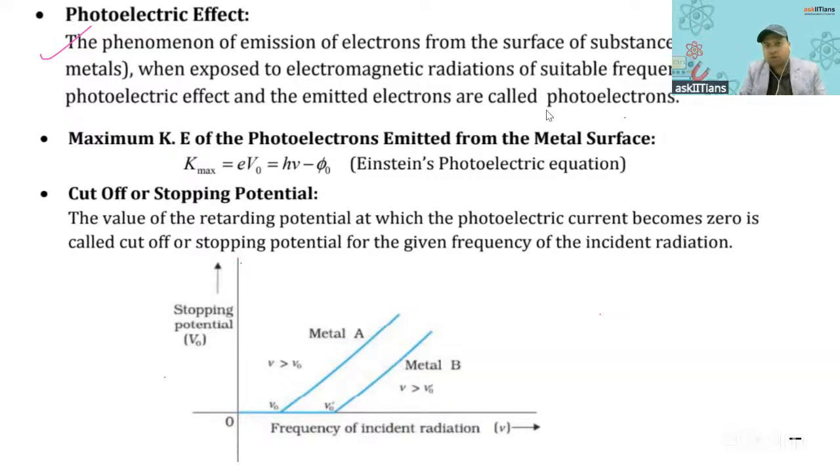The electrons which get ejected from the metal surface are known as photoelectrons. Why are they called photoelectrons? Because they are emitted due to the incidence of a radiation, and radiation has photons. Due to the photons, the electrons are getting emitted. That is why photoelectrons. This equation is very important. You see Kmax is equal to eV naught. What is eV naught?